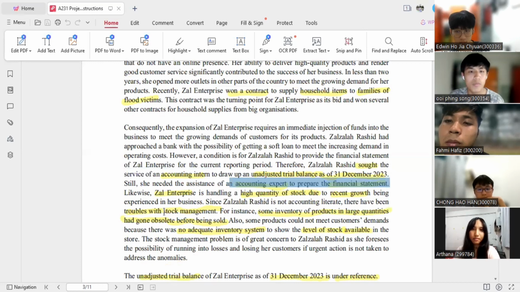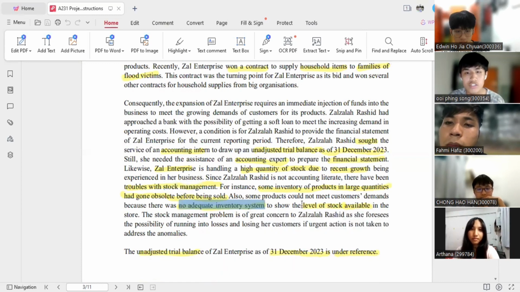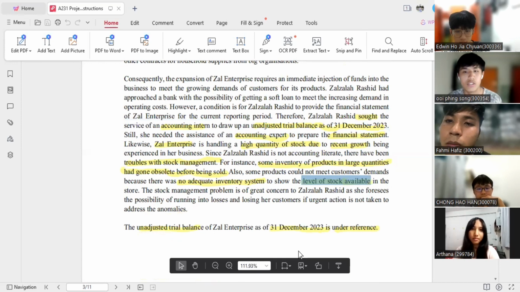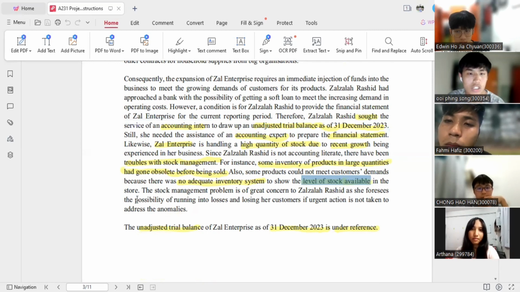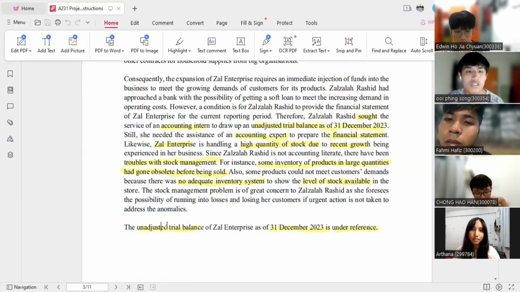Zai Enterprise has a problem with stock management because it has no adequate inventory system to show the level of stock of the items. So this is its problem, with the possibility of running into loss and losing customers if urgent action is not taken to address the anomalies.